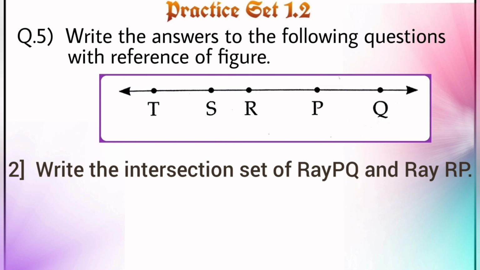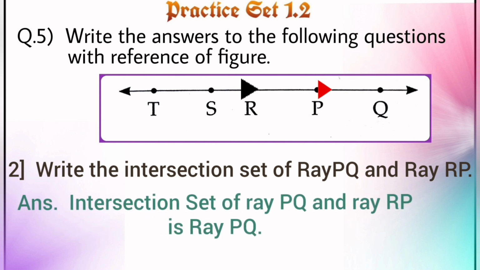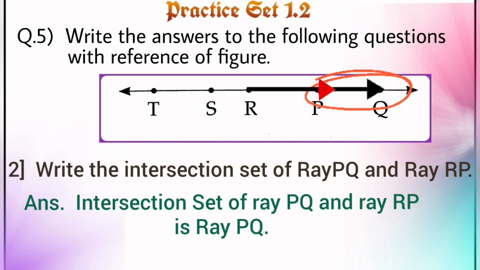Which means Q is also a part of ray RP, because all the points after P are part of this ray. If there is an arrow, this shows there are infinitely many points present. So Q is also a part of RP. Here the intersection set will be ray PQ itself, because PQ is present in ray PQ and also in ray RP. Therefore the intersection set of ray PQ and ray RP is ray PQ. In this way you have to write it.